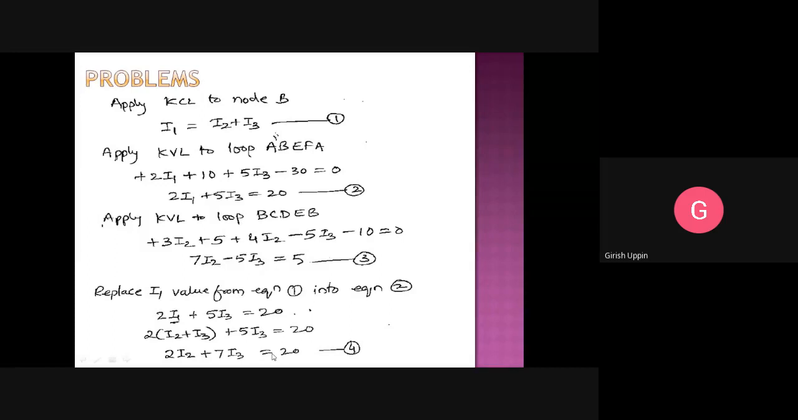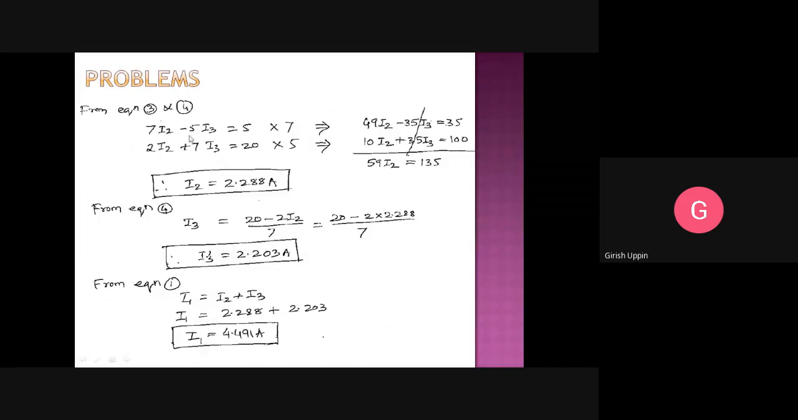If I solve for these two, here I have used the method where I will make these values exactly the same. So I will multiply the first equation with 7, so that I will get here 35 I3 minus 35 I3. Second equation I will multiply with the 5. So 5 into 7, 35 I3. When I add the two equations, this will get cancelled. Okay, this is mathematics, just mathematics. So if I multiply this, what I get, 49 I2 minus 35 I3 is equal to 35. And if I multiply 5 to this equation, 10 I2 plus 35 I3 is equal to 100.